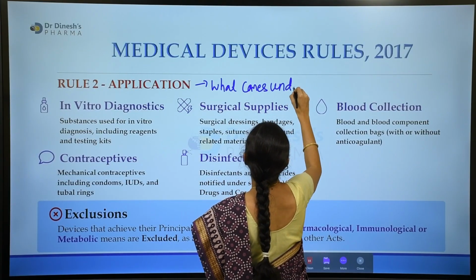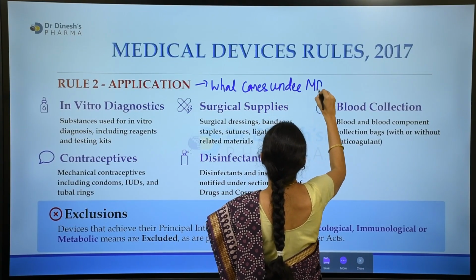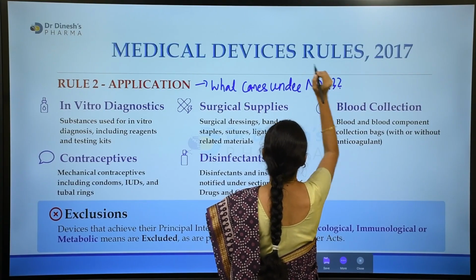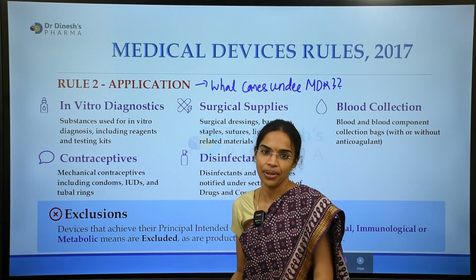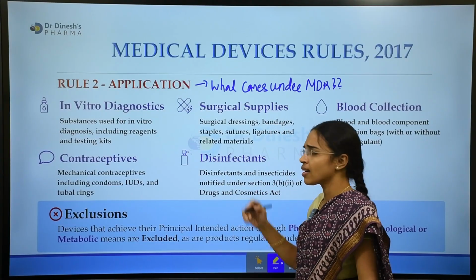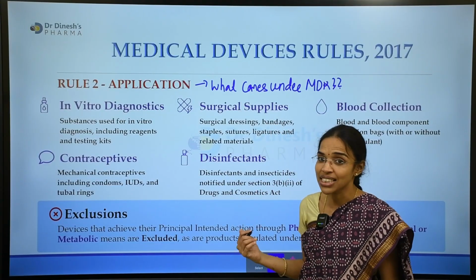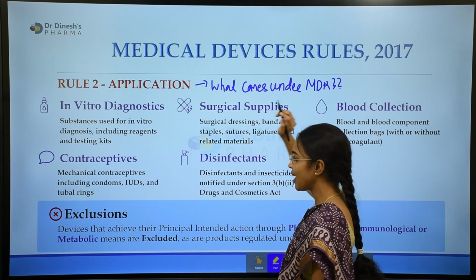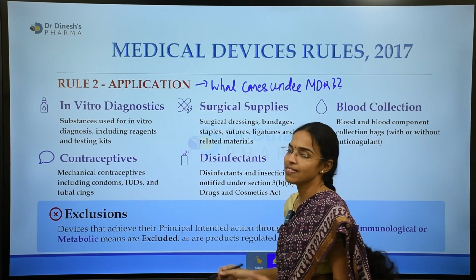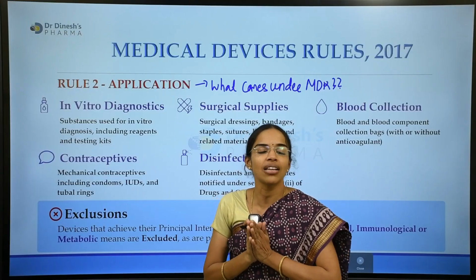So what comes under MDR? Application is nothing but what comes under MDR. What all are segregated under MDR? So we will see what is given here: the in vitro diagnostics, surgical supplies, blood collections, contraceptives, disinfectants. Okay, so it covers a long range.